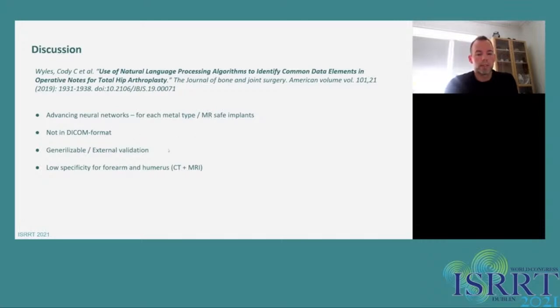We need to do some external validation. We need to use the neural networks on other departments and other hospitals. We also need to investigate the very low specificities for the forearm and the humerus. And also we need to use our neural network on CT images and MRI images.